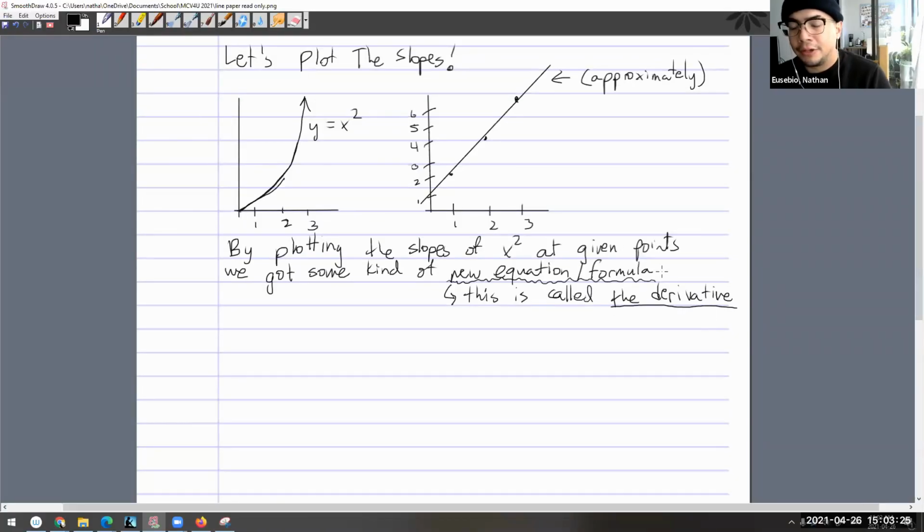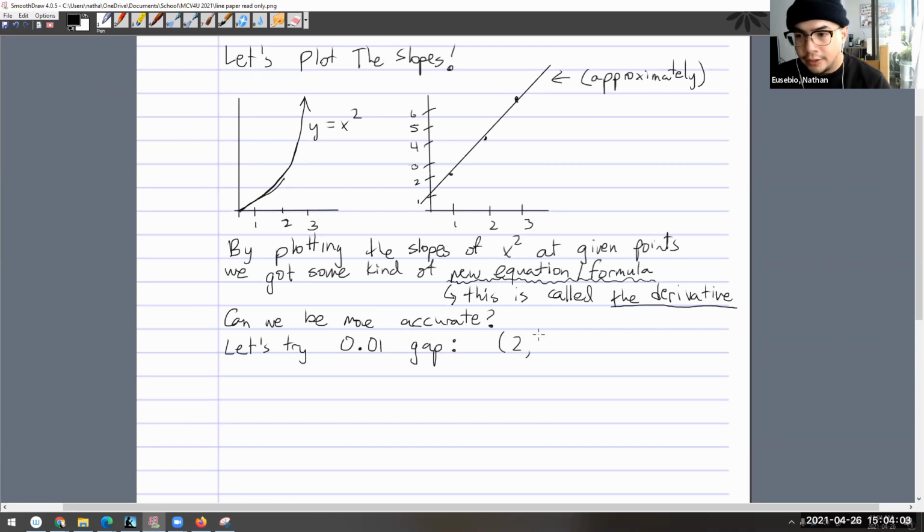But obviously, the way we have it right now, it doesn't feel like a proper formula because we just did a lot of trial and error, right? We just did a lot of estimation. That's where we have to introduce other tools. Can we be more accurate? So let's try a 0.01 gap. So over here I have 2 and 4, and here I have 2.01, and whatever 2.01 squared is, right?